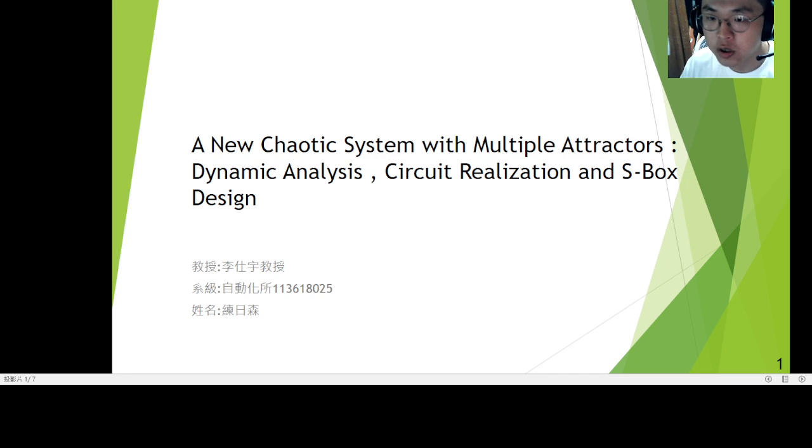Today I'm going to introduce a new chaotic system with multiple attractors, dynamic analysis, circuit realization, and S-box design.